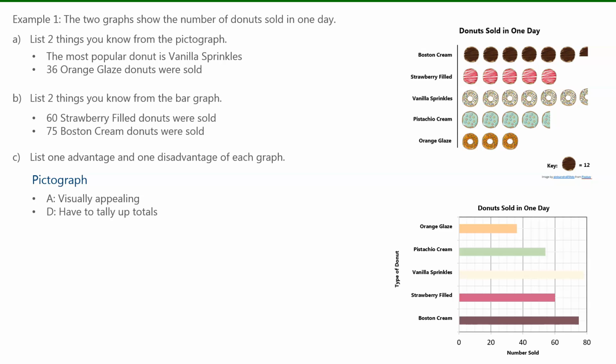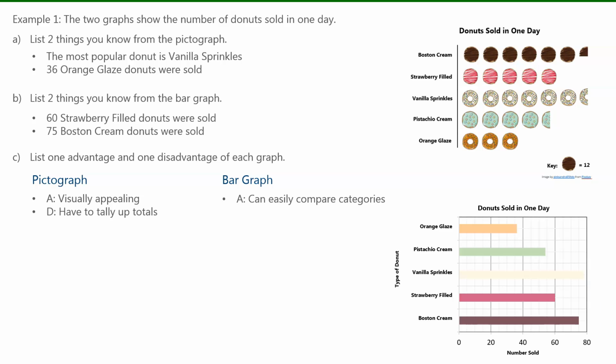So in order to figure out the number of donuts sold in a particular category, I have to look at each donut, say each donut is equal to 12, and then I would have to multiply and add on the partial donuts. So for example, vanilla sprinkles, I can see that we have 6 full donuts. So 6 times 12, that gives me 72. And then I have half of a donut, so I have to add on another 6, so that would give me 78. For the bar graph, an advantage is that we can easily compare categories.